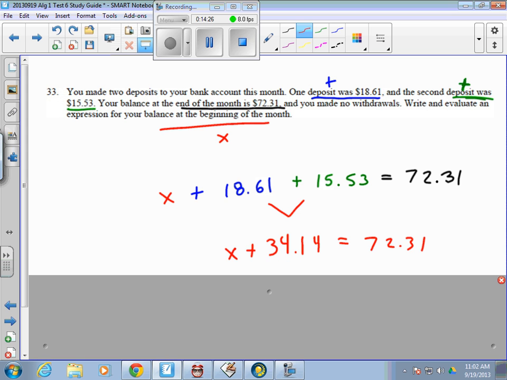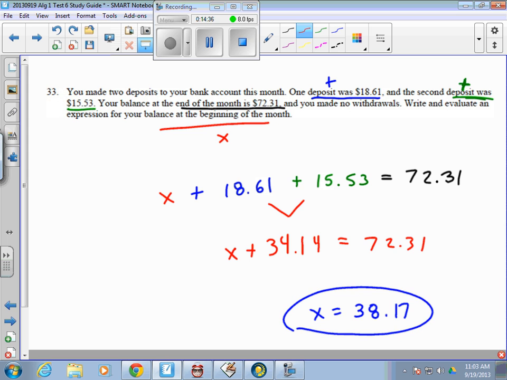When you add 1861 and 1553 together, you get 3414. So it's saying what plus 3414 gives you 7231. And your balance at the beginning of the month is $3817.